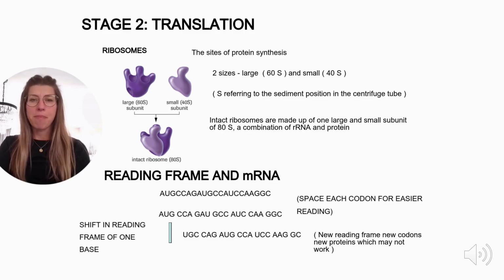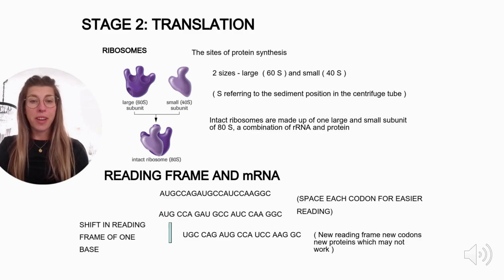Now, the reading frame and mRNA. When we're talking about mRNA, this is what we're going to be reading to translate it into the specific amino acid sequence that makes the polypeptide chains, so the reading frame is very important. Sometimes we'll get a reading frame which just shows a bunch of bases, as you can see at the top line there. If you space them out a little after every 3 and you make distinct codons, that helps in properly reading it. So that's a good tip to use.